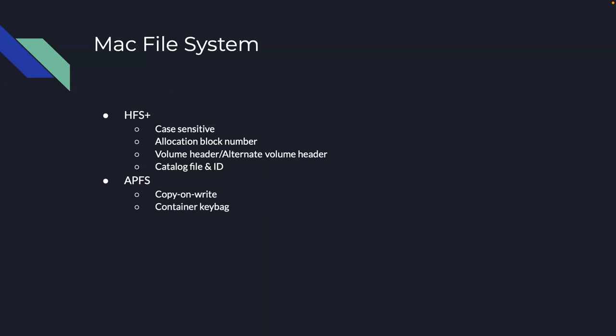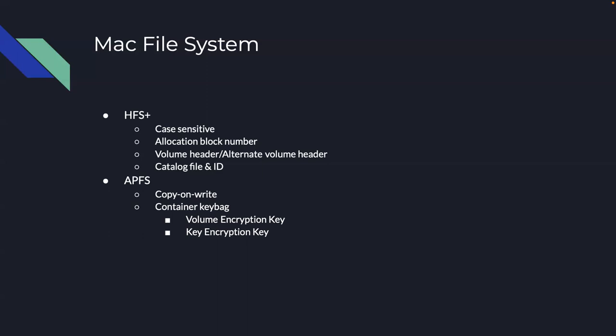Key bags, a term for Apple's stuff, store encryption information, including the keys to unlock a container. A container key bag holds those volume key bags, and the volume encryption key, a file system key, is used to encrypt data blocks. Volume key bags contain key encryption keys that are derived from each user's password on the system and the recovery key.